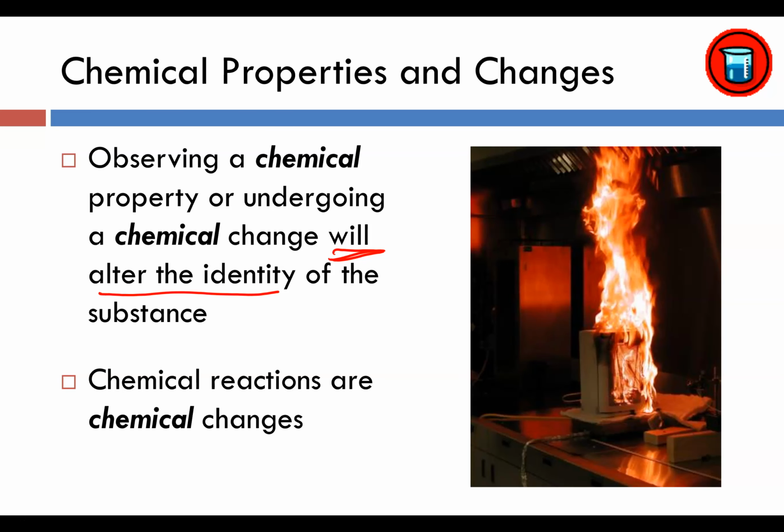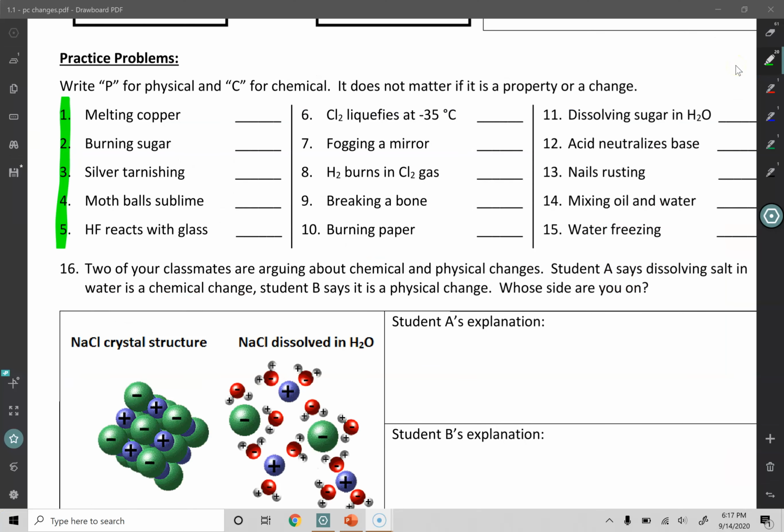All right, let's try some practice problems out. Okay, here we are in your practice problems, and I want to look at questions 1 through 5. And all you need to do is determine whether this is describing a physical or chemical change. So go ahead, pause the video, see if you can, based on what we talked about in the PowerPoint presentation, determine if those are chemical or physical changes, and we'll pick up in just a moment.